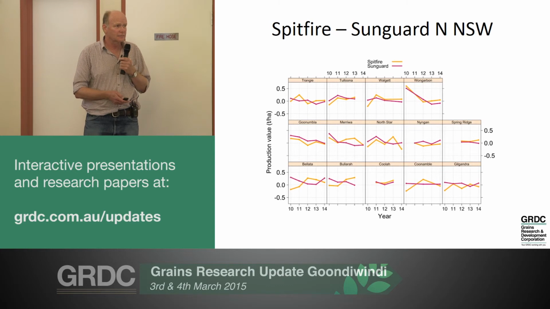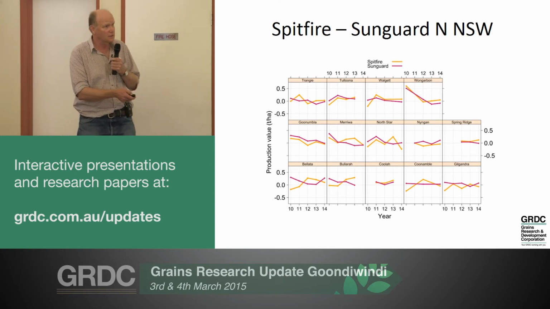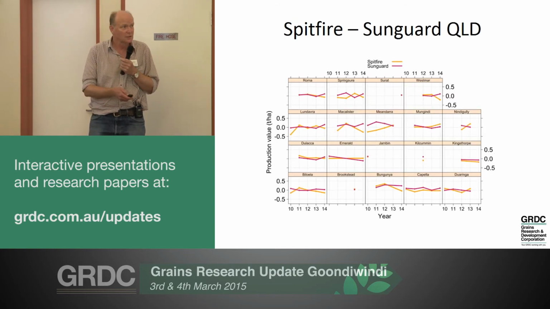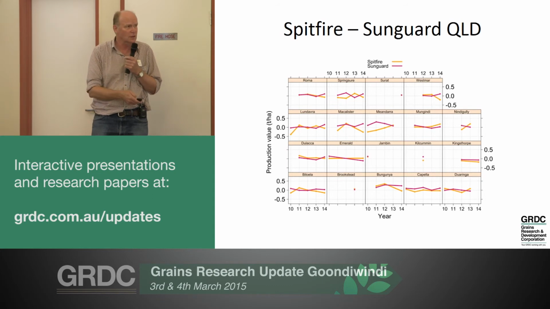Spitfire, Sunguard, they're both stable varieties, moderate yield, and this data supports that hypothesis as well. So you can use this information to actually look at the stability and the differences between locations much more effectively than you can if you're just looking at the individual site years in the past.